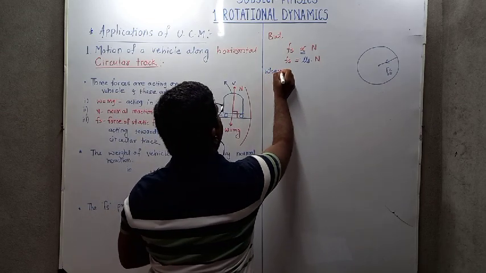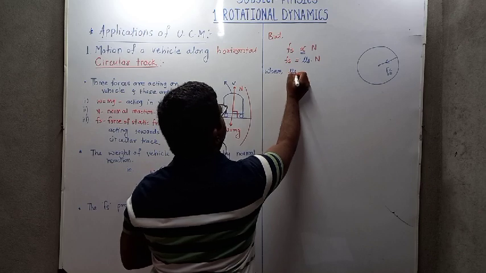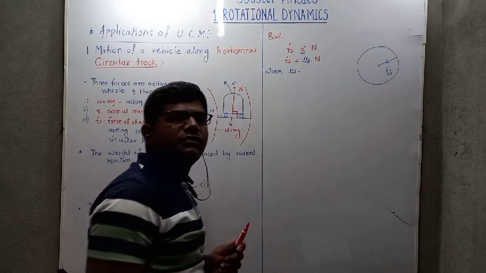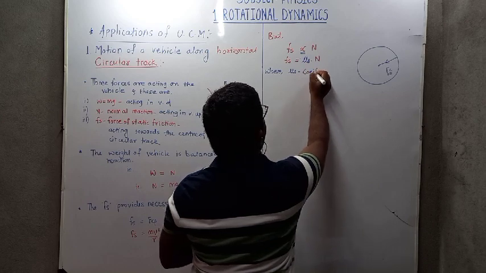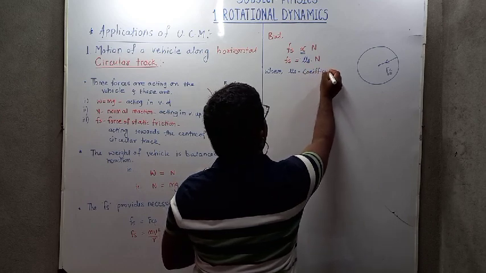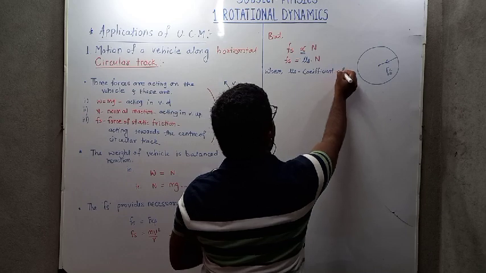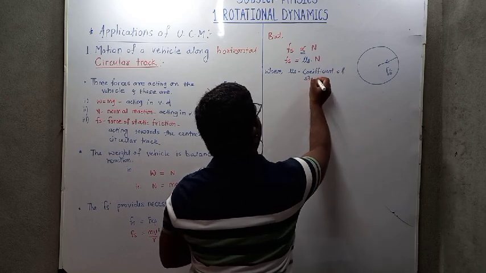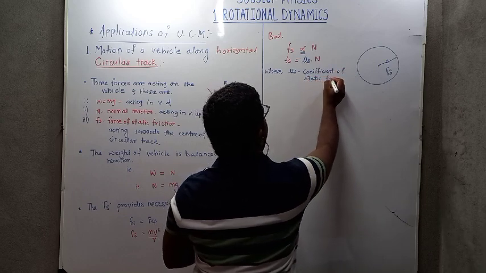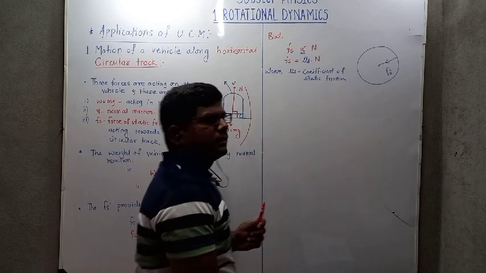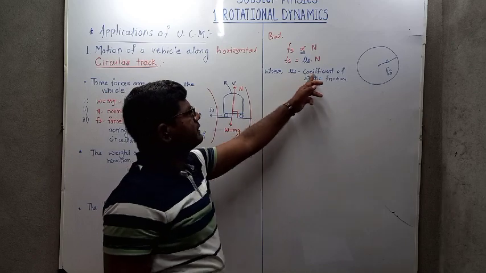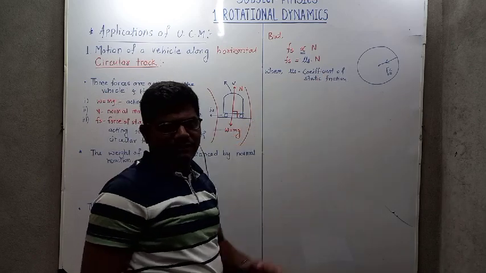This proportionality constant mu s is called the coefficient of static friction.